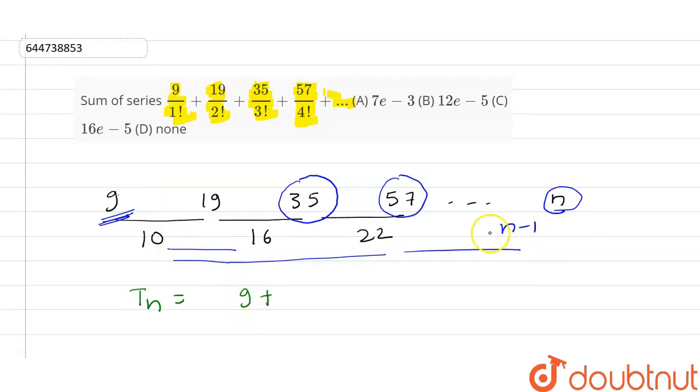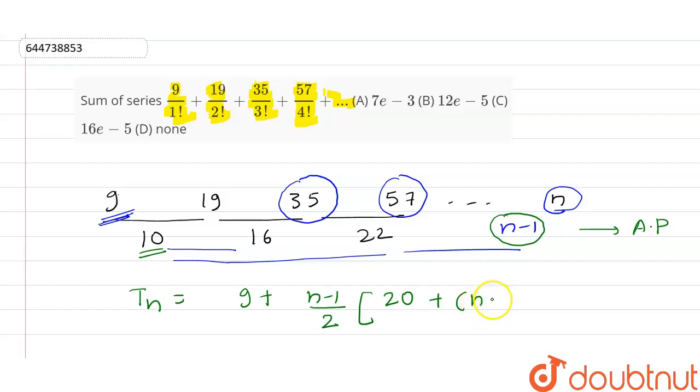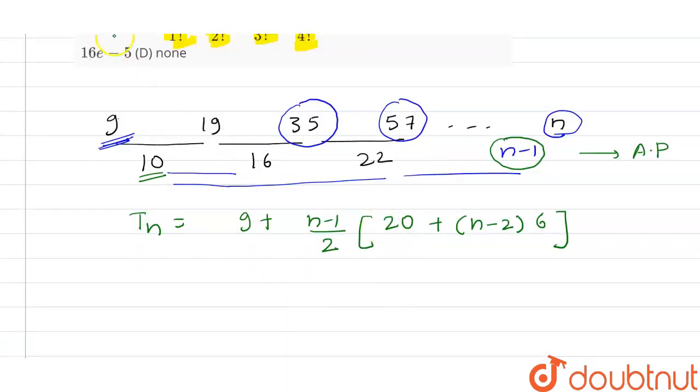Now the sum of these n minus 1 terms is in AP. So the sum of AP is n minus 1 upon 2 times 2a, where a is equal to 10. So 2 into 10, that is 20, plus n minus 1 into d, because we have to find the sum of the n minus 1 terms. So this is n minus 1 into n minus 2 d. Here d is 6. So this is our Tn.